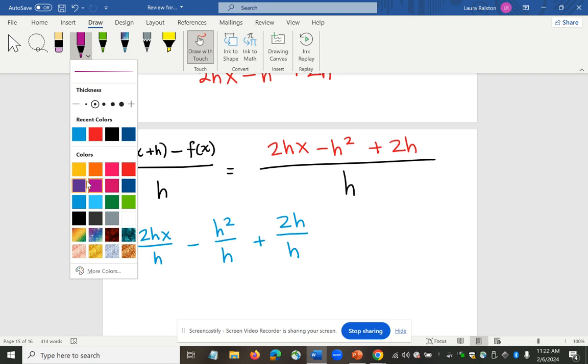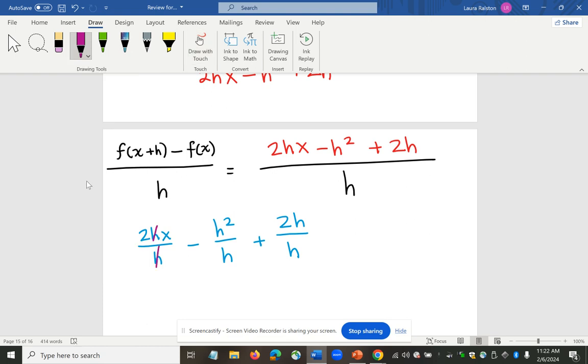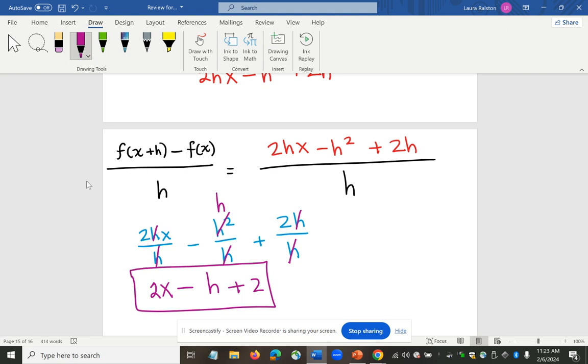Okay, so I have an h in the numerator and an h in the denominator, both to divide out, so I have 2x. Minus, I have h, I have h squared in the numerator, h in the denominator, so that leaves me with 1h in the top, minus h. Then 2h over h, the h in the top and h in the bottom go away, plus 2. So the difference quotient is 2x minus h plus 2. Guys, it's messy and it's lengthy, but if you'll break it down into those smaller pieces, kind of into those smaller problems, it's going to make it easier.